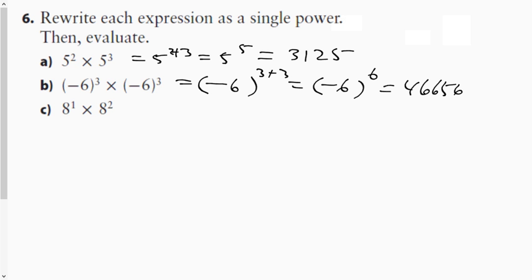And finally, your last one, 8, 1 plus 2 is 8 to the 3. 8 times 8 is 64, and 64 times 8 is 512. So in standard form, 512.